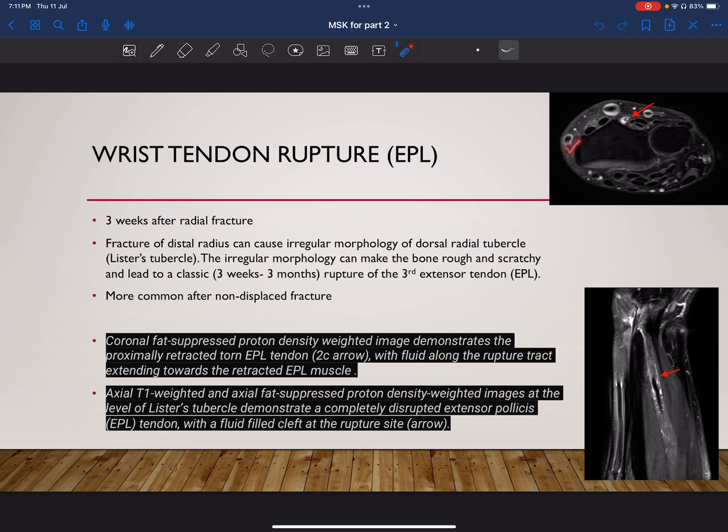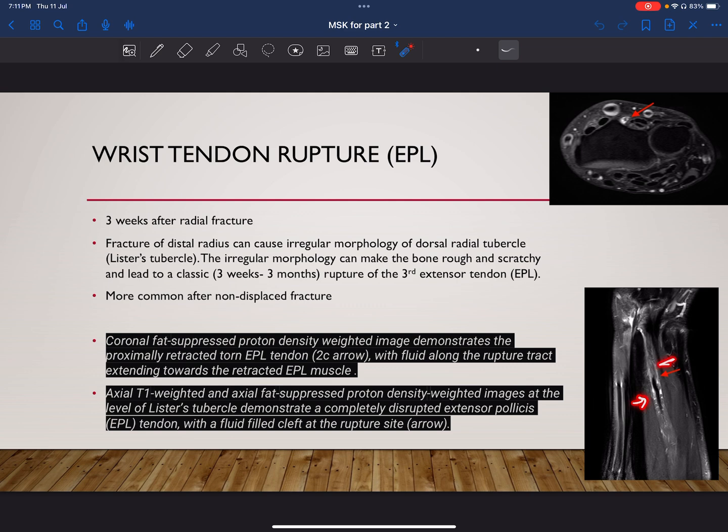Here we first see the dorsal tubercle of Lister. This is the second compartment, this is the third compartment, and in the third compartment there is edema around the tendon. Which tendon? Extensor pollicis longus tendon, right? Generally more common with non-displaced fractures. Here we also see the tendon that has retracted and there is edema around the tendon tract.